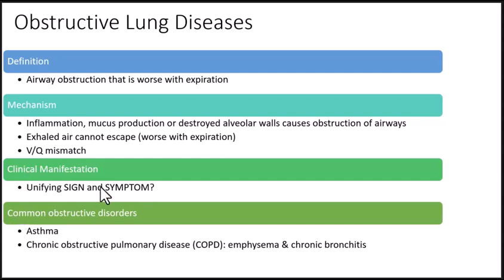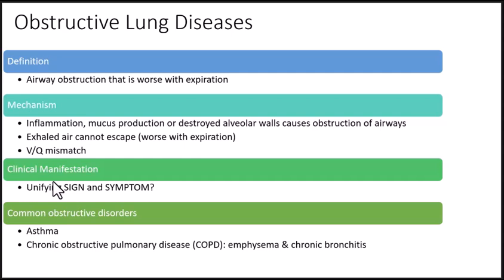This is very important for you to know: the unifying sign and symptom when we talk about clinical manifestations of obstructive lung diseases. Remember that a sign is something that's objective, something that you could measure, whereas a symptom is more subjective. It's something that a patient would tell you they're experiencing. So the unifying sign when it comes to obstructive lung disease is wheezing. So it's the sound of air that's trying to escape. And you can hear this, so it's objective. The unifying symptom is dyspnea or shortness of breath. So this is where the patient would tell you that they're short of breath.